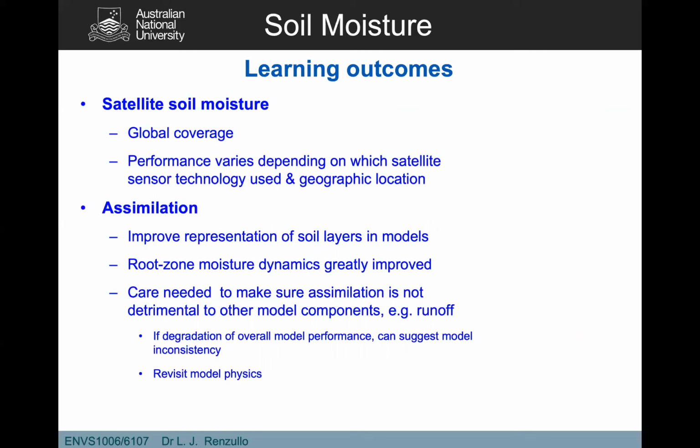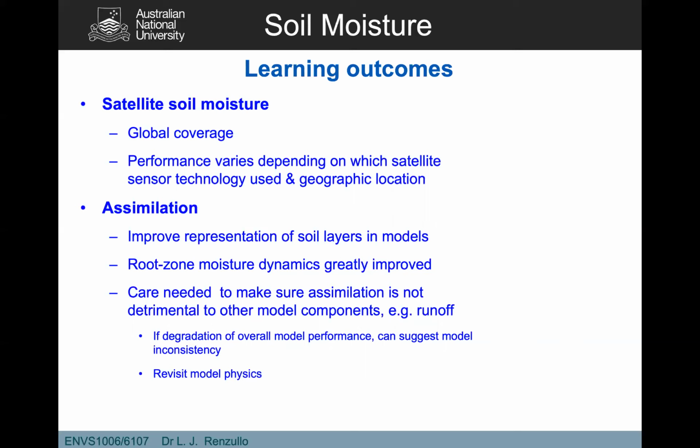Assimilation is an important feature here. By itself, the satellite soil moisture information is only skin deep, if you like. It's the very uppermost layers of the soil column, at most 5 centimetres. That's where the emissions from the ground are coming from.